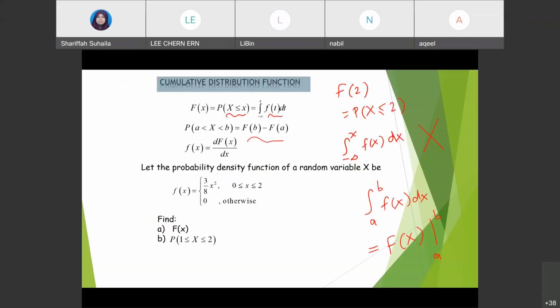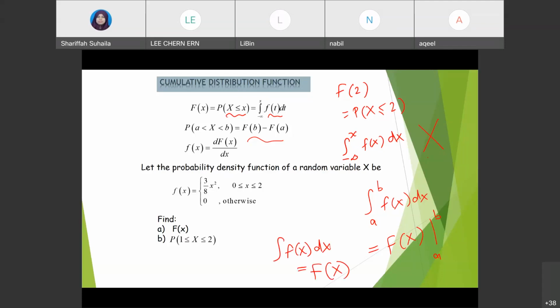Okay. So again, one more thing. When we have a capital F(x), ini kita dah dapat capital F(x), kita integrate small f(x) macam tu. Okay, kita dapat balik capital F(x) plus C.